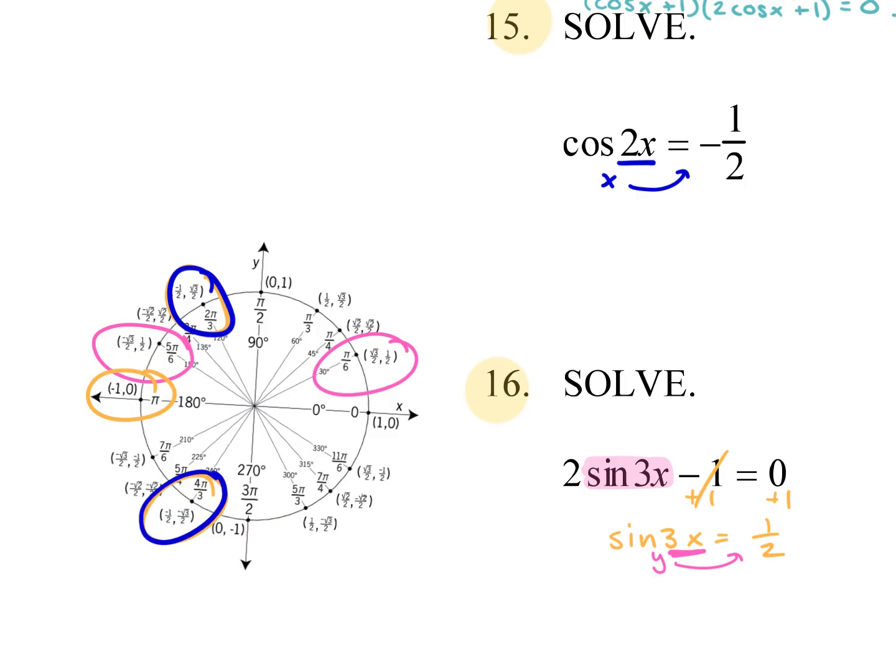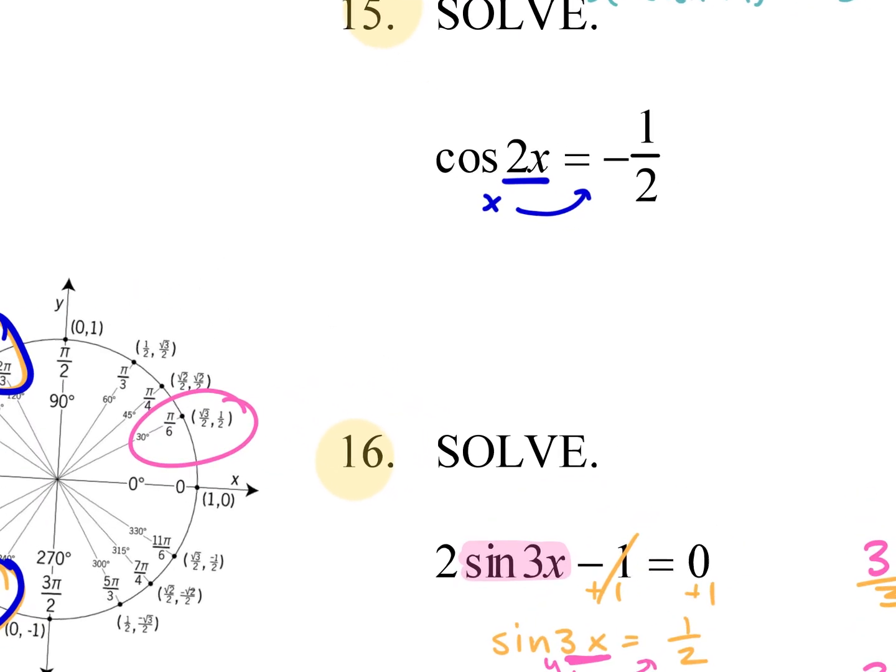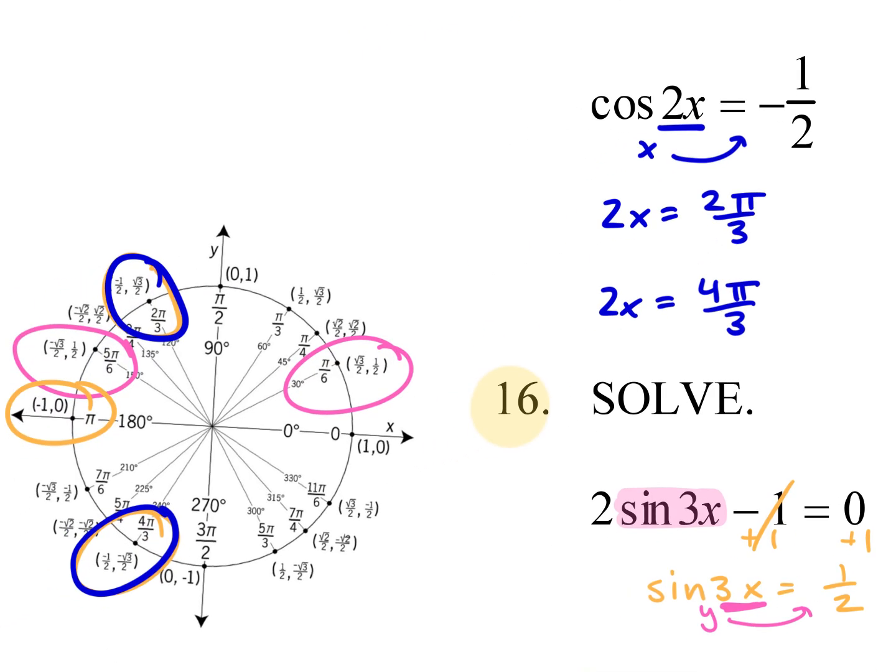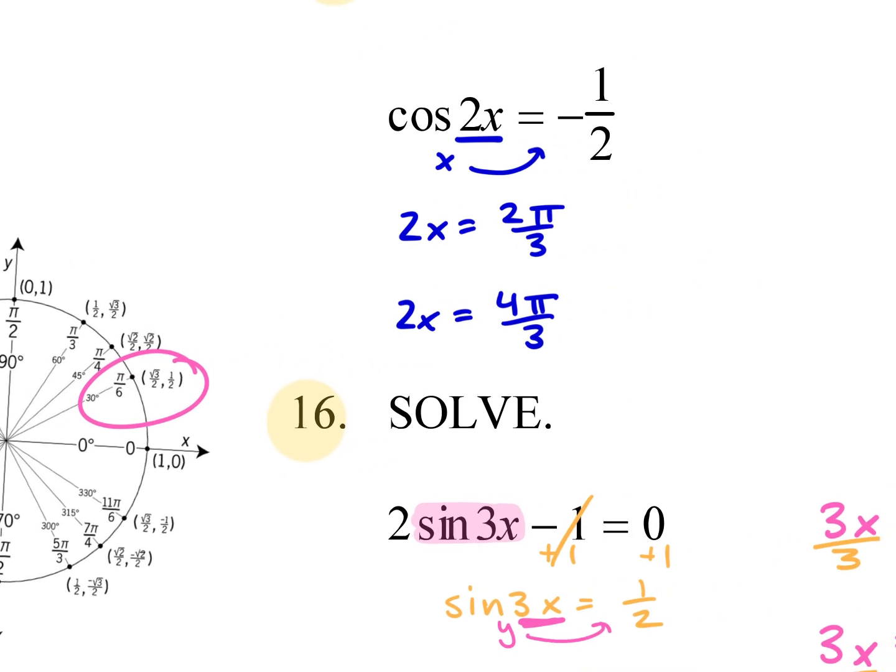2 pi over 3 and 4 pi over 3, perfect. But instead of just saying x equals 2 pi over 3, we're going to say 2x equals 2 pi over 3. And 2x equals 4 pi over 3. Now, how would we get x all by itself? Divide by 2.